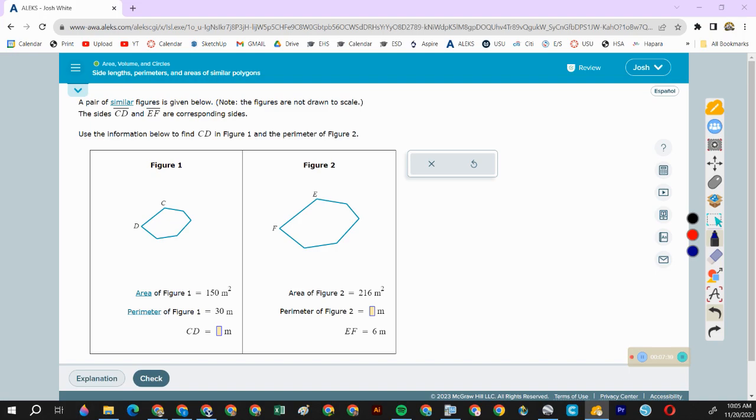So these two shapes are similar. We know that the area of figure 1 is 150 square meters. The area of 2 is 260 square meters. The perimeter of figure 1 is 30. So what is the perimeter of figure 2?